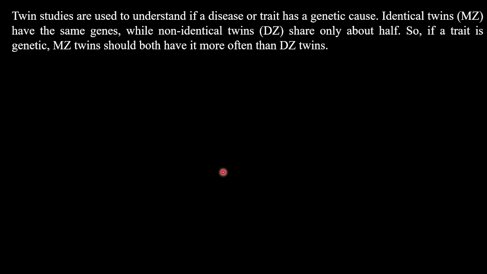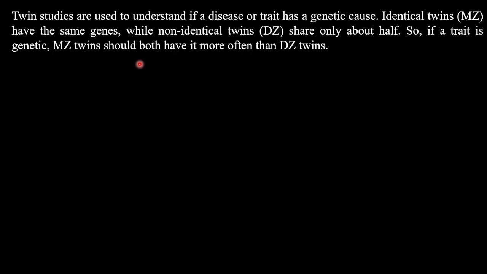So this is about the twins. Monozygotic twins have the same genes, while the non-identical twins, dizygotic twins, share only about half of their genes. So if the trait is genetic, monozygotic twins should have it more often than dizygotic twins. But if it is less than 100%, it means this is not because of just the genes. It could be because of environmental factors as well.